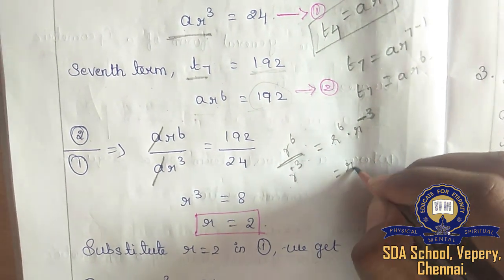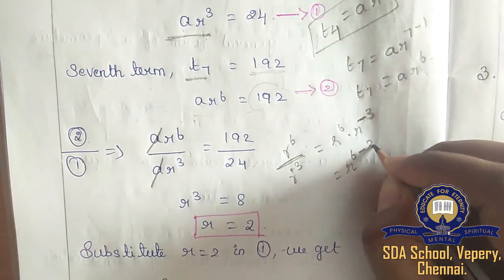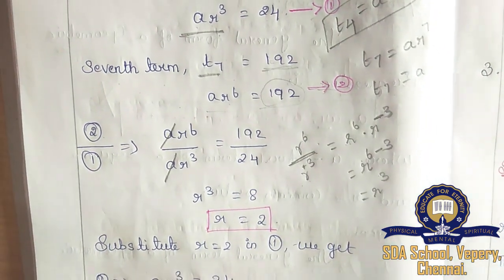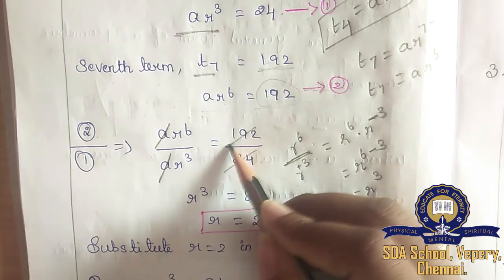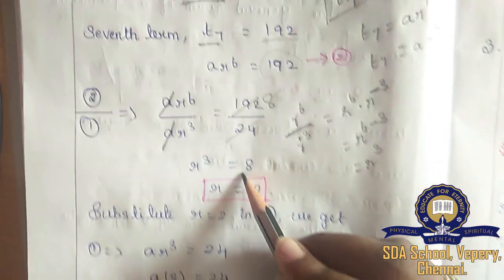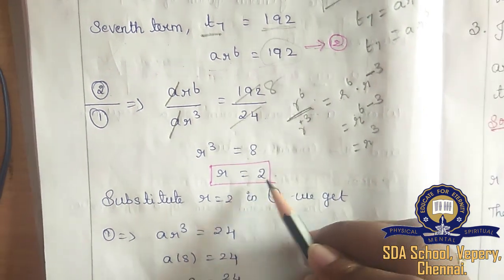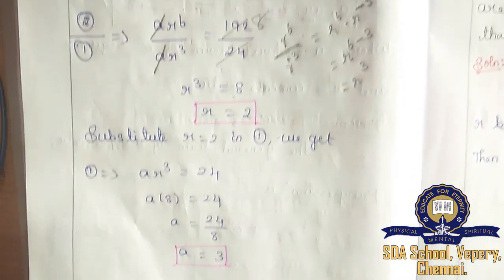So can I simplify the powers? Now what will happen? r power 3. Now r cube is equal to, if you divide this, the answer will be 8. So r cube value is 8. So what is the r value? 2. Now I got the value of r, right?